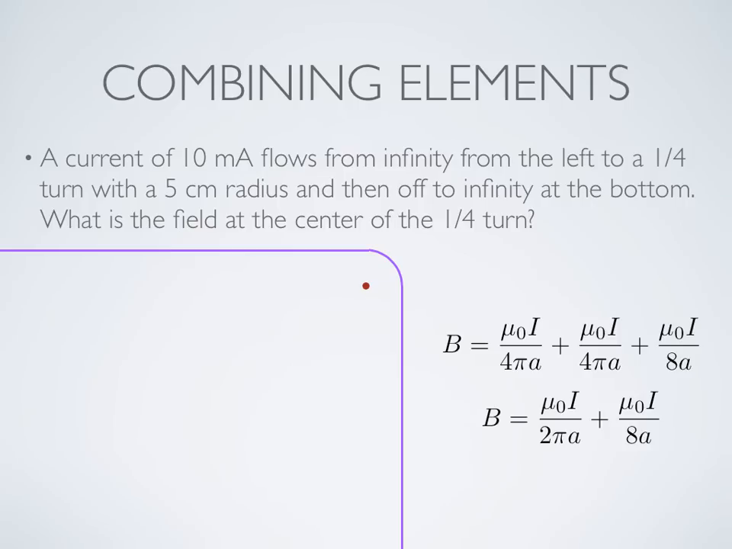And if I wanted to at this point, I could plug in the 10 milliamps and the 5 centimeters for I and a, and I could solve this for an actual numeric value. That's not real critical to me, but I wanted to show you that I could take complicated patterns so long as they break down to special cases of the two that we've worked, the infinite wire and the loop, and I can still solve for what the magnetic field is.